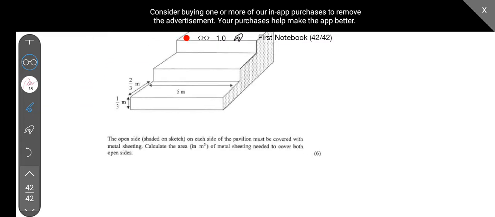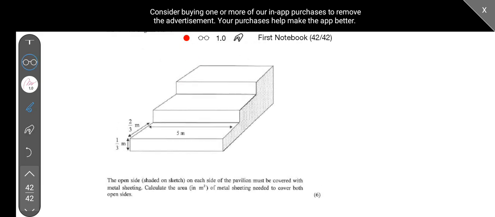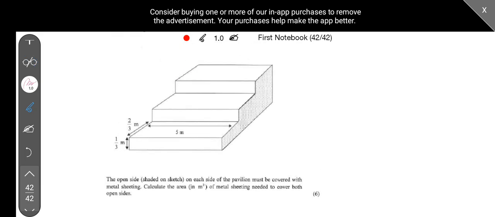So the question says the open side, or the shaded side, on each side of the pavilion must be covered with metal sheeting. Calculate the area in square meters of metal sheeting needed to cover both open sides. Okay, so this is basically very simple. What we can do is say that we are only focusing on the sides.